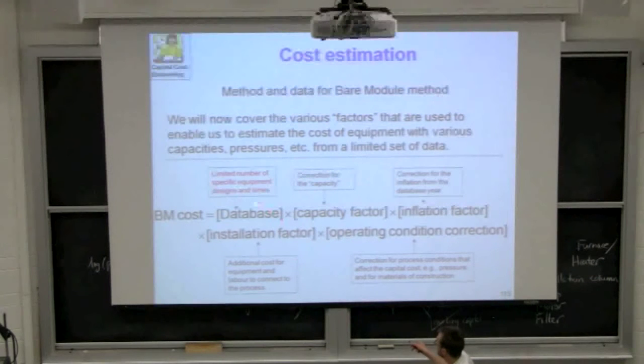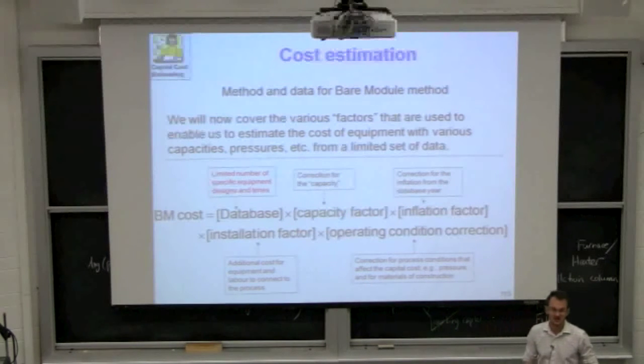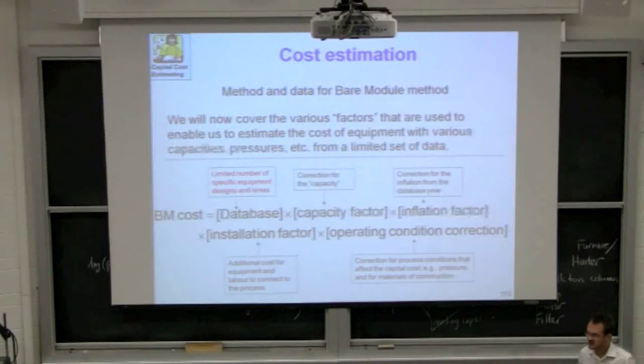So just to go back and recap, we've looked at taking the database price and then updating that database price for a new capacity, so either a higher capacity or a lower capacity. Let's take a look actually at the next term, the inflation factor. The inflation factor is a number that is greater than 1, unless you're going backwards in time. But generally, we're taking an old price and bringing it to a later date, so that number will always be above 1.